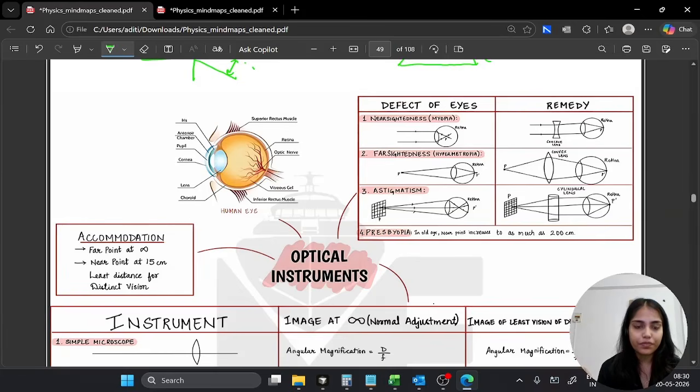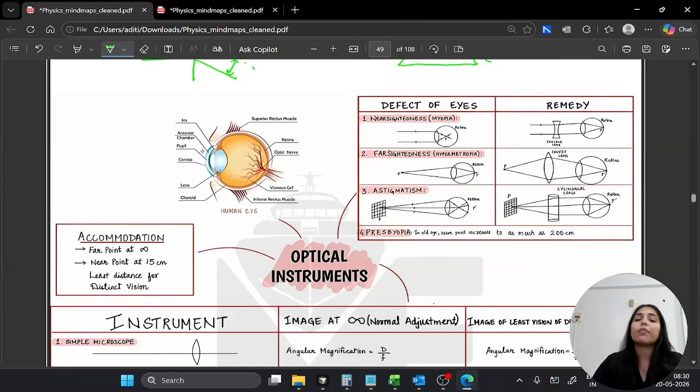Okay, and then we have the lens here inside the eye, and we have the muscles that keep the eye intact and in place. Then we have the vitreous gel that is filled inside the eye, and this is the retina where the image is being formed, and whatever image is being formed is transported to the brain using these optic nerves.